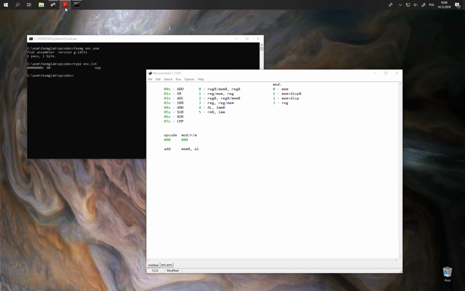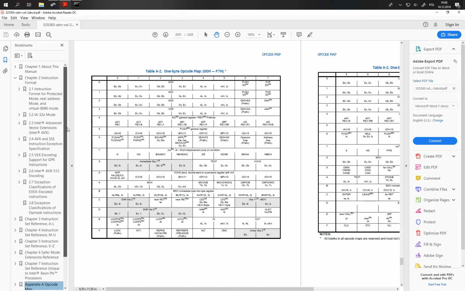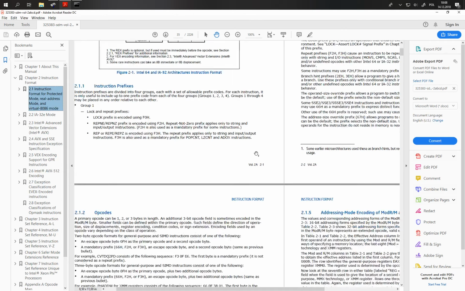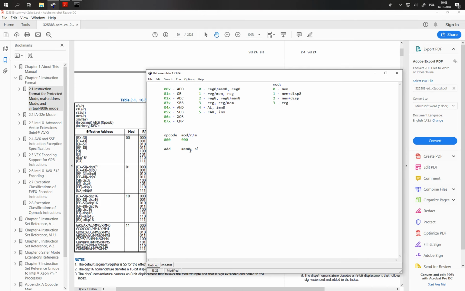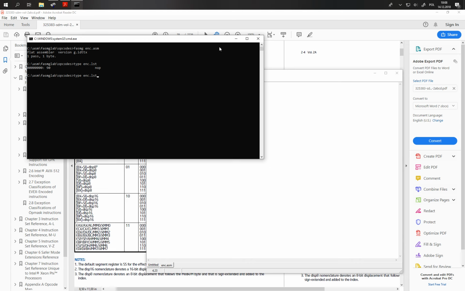And this one we should look at in the table. It's this one, bx plus si. Okay, let's try it. Assemble and see how it goes. Yes, it is what we expected, 00 00.